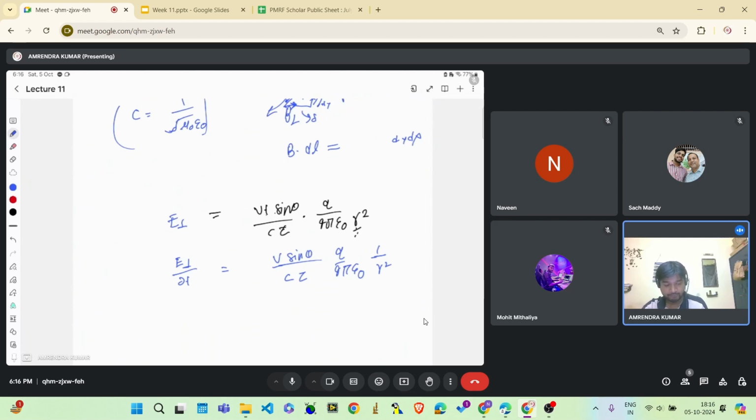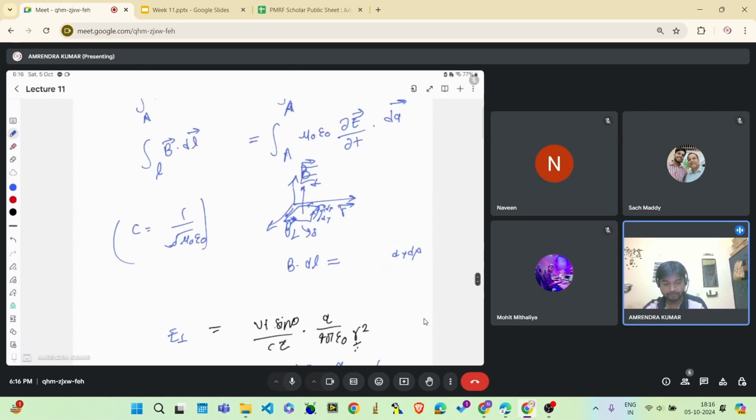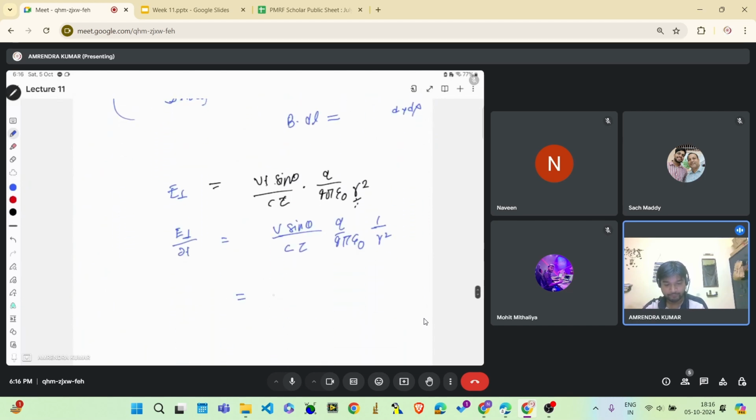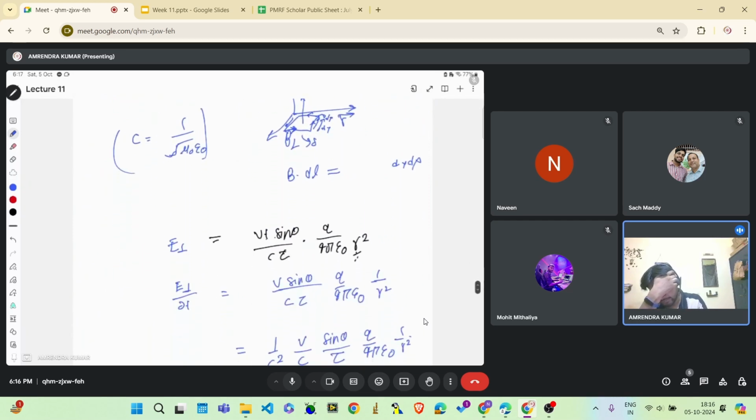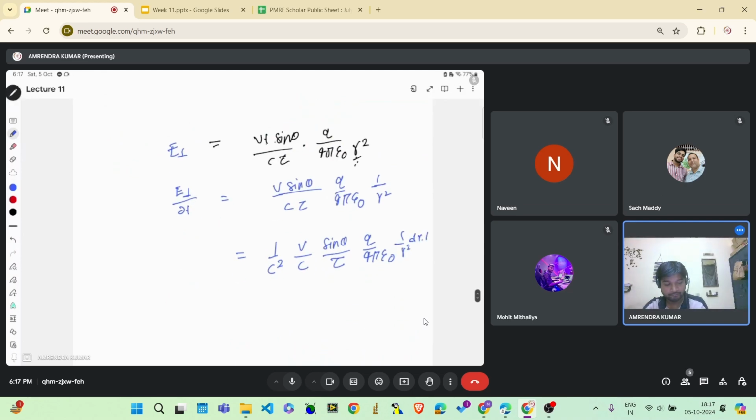So from here, if you just put it here, mu 0 epsilon 0 will be 1 over C square, V by C sine theta over tau Q over 4 pi epsilon naught 1 over R square into the distance. This is the distance R. Sorry, so this distance dx is R here. So we have this dr into dy. So you just integrate it out.